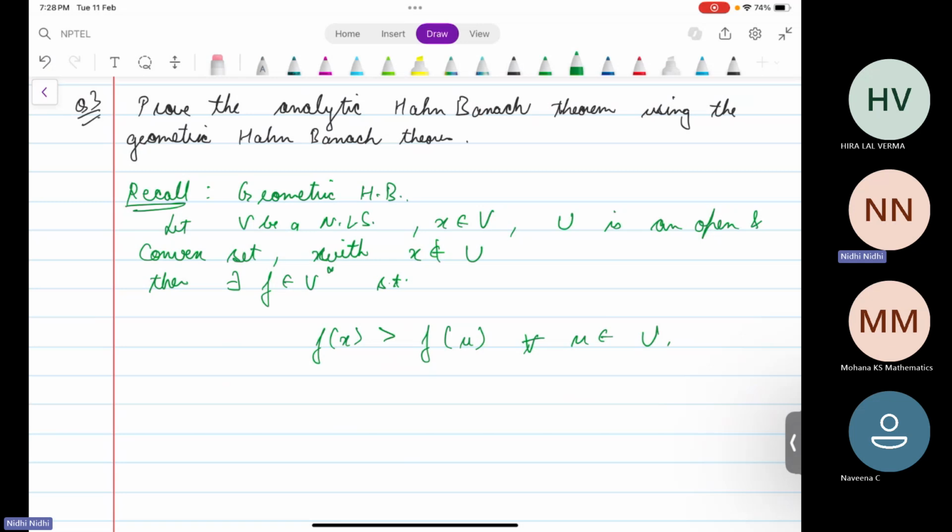That means if we have an open and convex set and a point which is far away from that set, then we can find a functional for which the value at the point outside this open and convex set is strictly greater than the images of all the points in this set U.